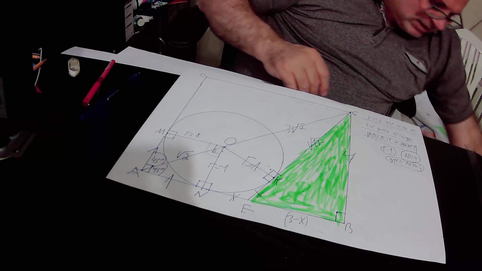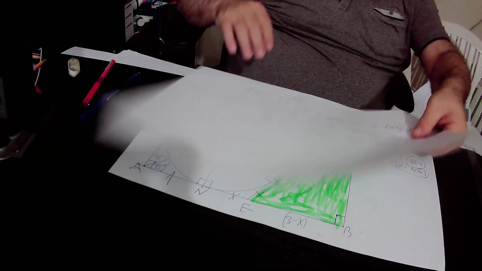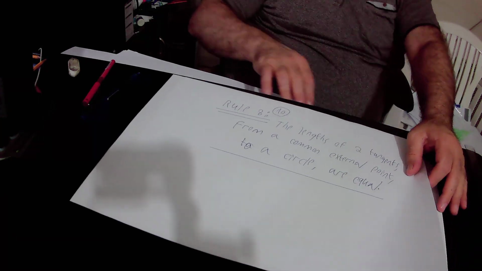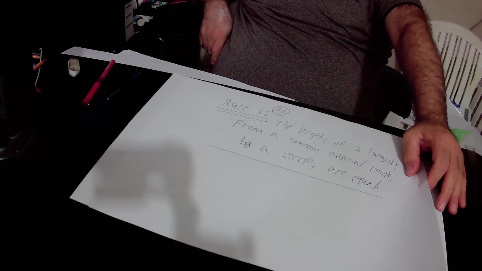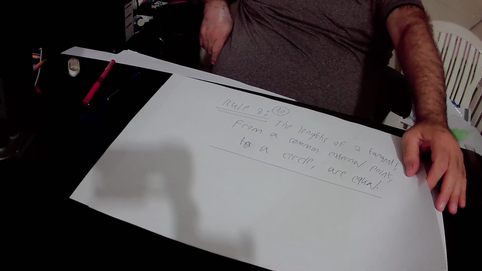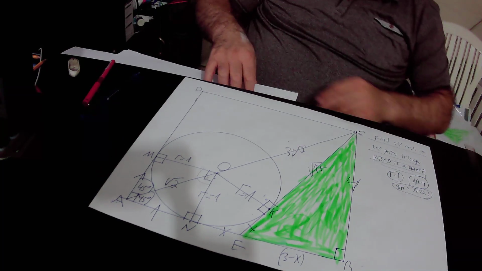Okay, then I presented to you a new rule number 8. According to rule number 8, the lengths of two tangents from a common external point to a circle are equal. So what is the meaning of rule number 8?